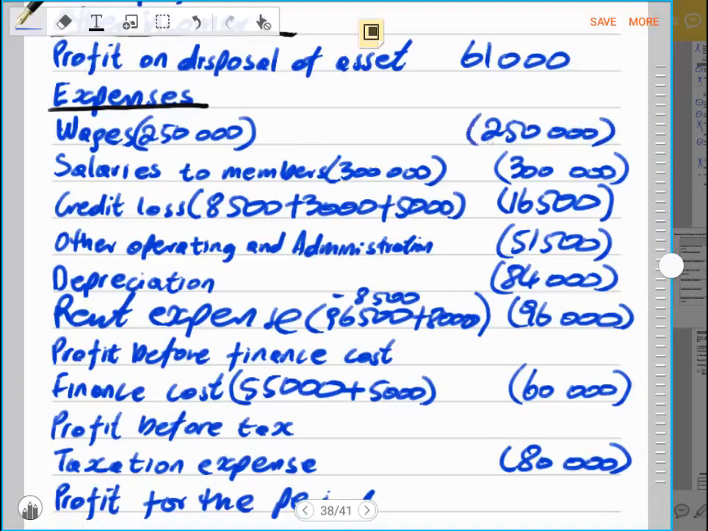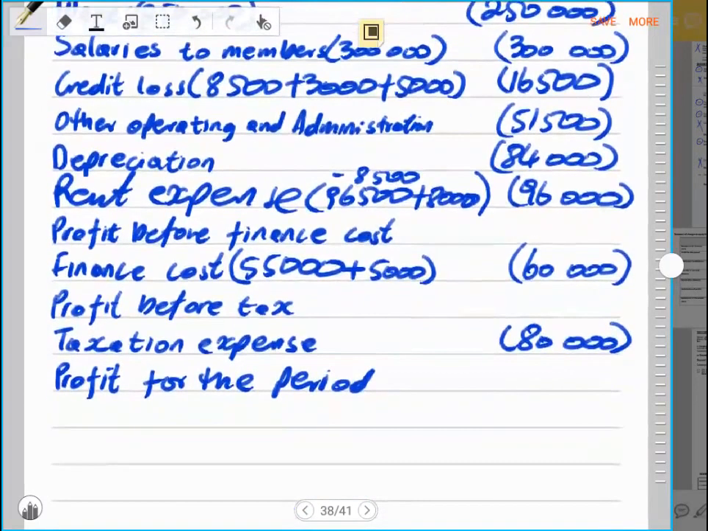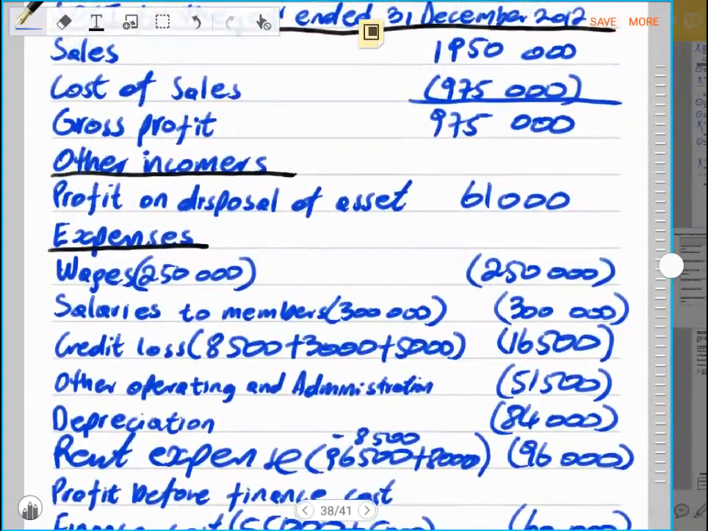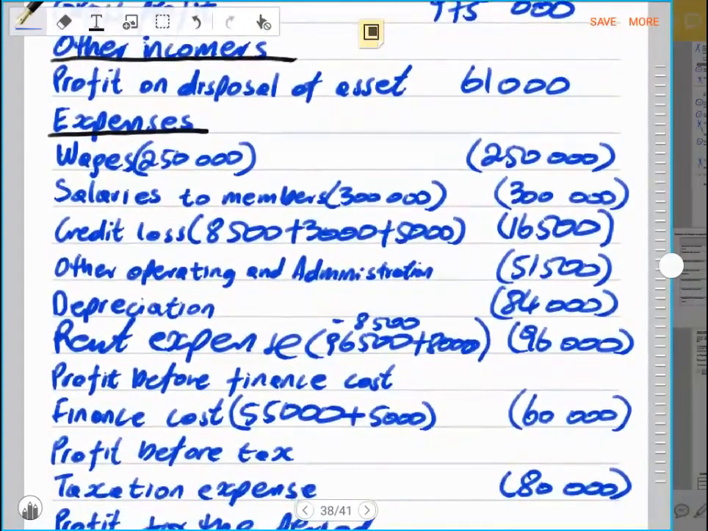250,000 rands is the expense of wages, and we have to totalize any other expense. No other expenses are covered. So now we can just give the total of all the expenses that we have, starting from 250,000 rands, 300,000 rands, 16,500, 51,500, 84,000 rands, and the last expense is 96,000 rands, which is the rent expense.